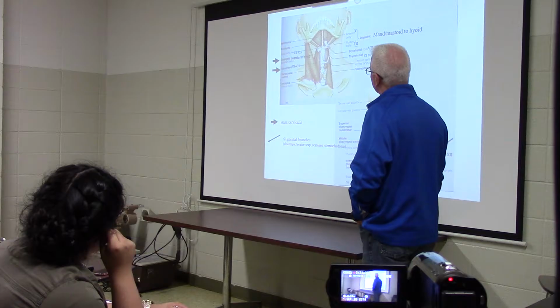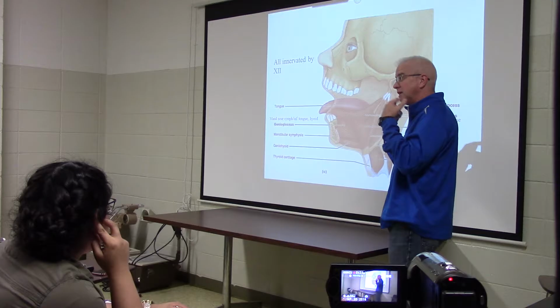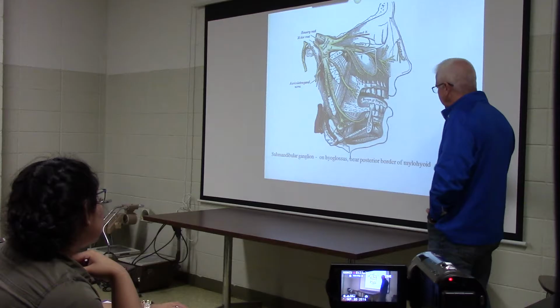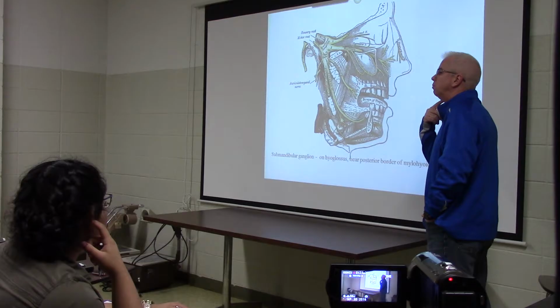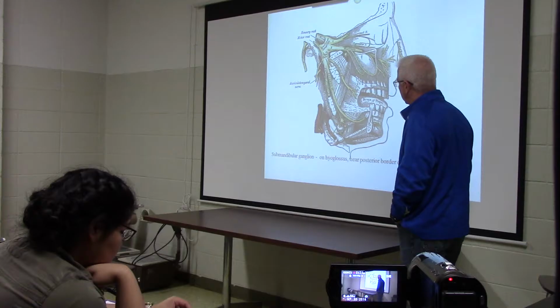Now, you see this picture of mylohyoid, and I can back up to this one now and see hyoglossus. So the hyoglossus, you got it? On the sides of the tongue down to the hyoid, and the mylohyoid, which is under here, down to the hyoid bone. Now, describe it again. The submandibular ganglia is on the hyoglossus muscle near the posterior border of the mylohyoid. So that is a good anatomical landmark. You see it sitting right there on the hyoglossus muscle.